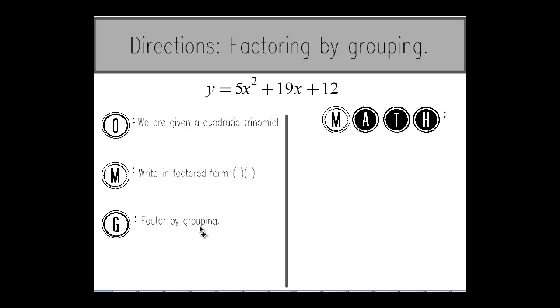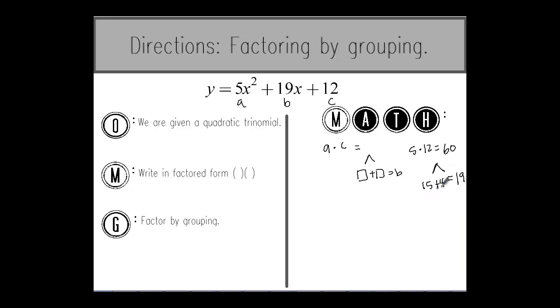And our game plan is to factor this one by grouping as well. So again, we're going to take our A times C, we're going to multiply it together and find the factors that add to equal our B value. So our A value here is 5, our B value is 19, and our C value is 12. So I take 5 times 12, which gives me 60, and I need factors of 60 that add to give me 19. So when I'm factoring 60, I know that 15 plus 4 adds to give me 19 and multiplies to give me 60.